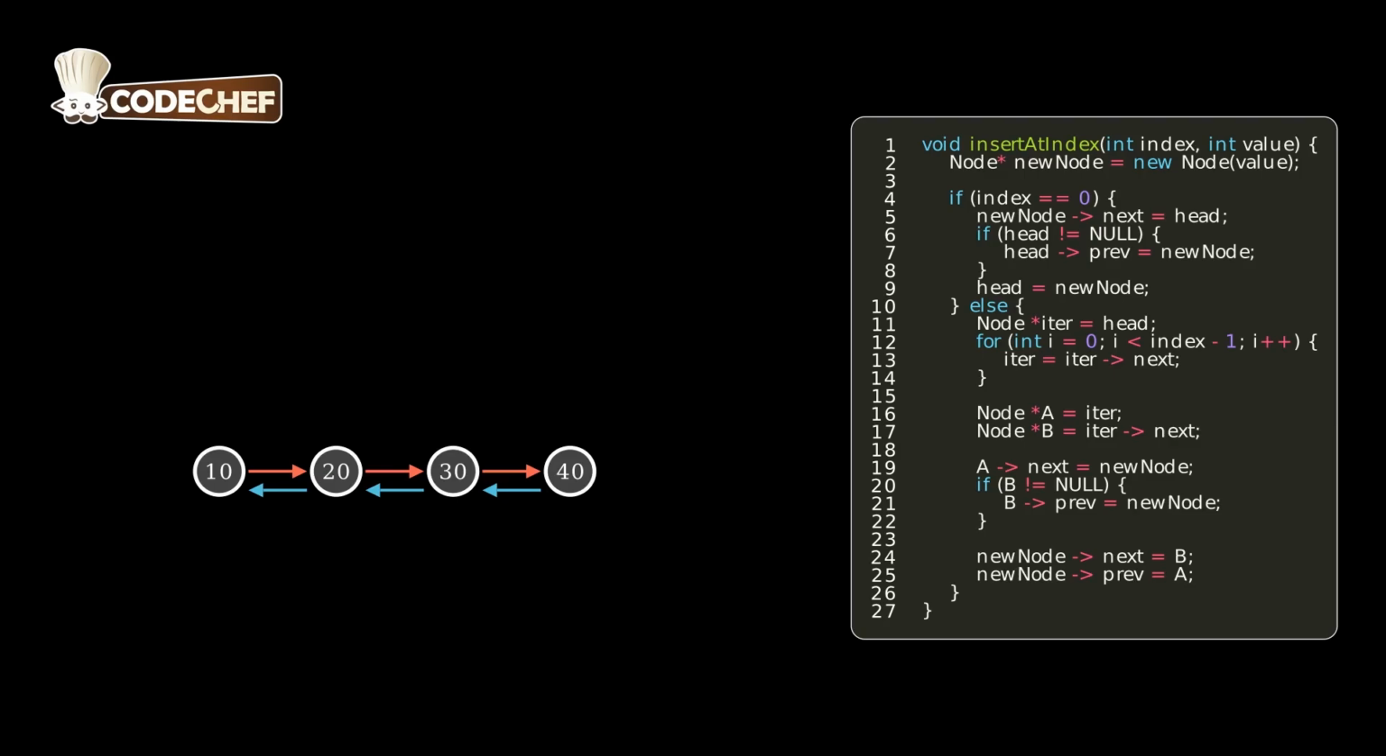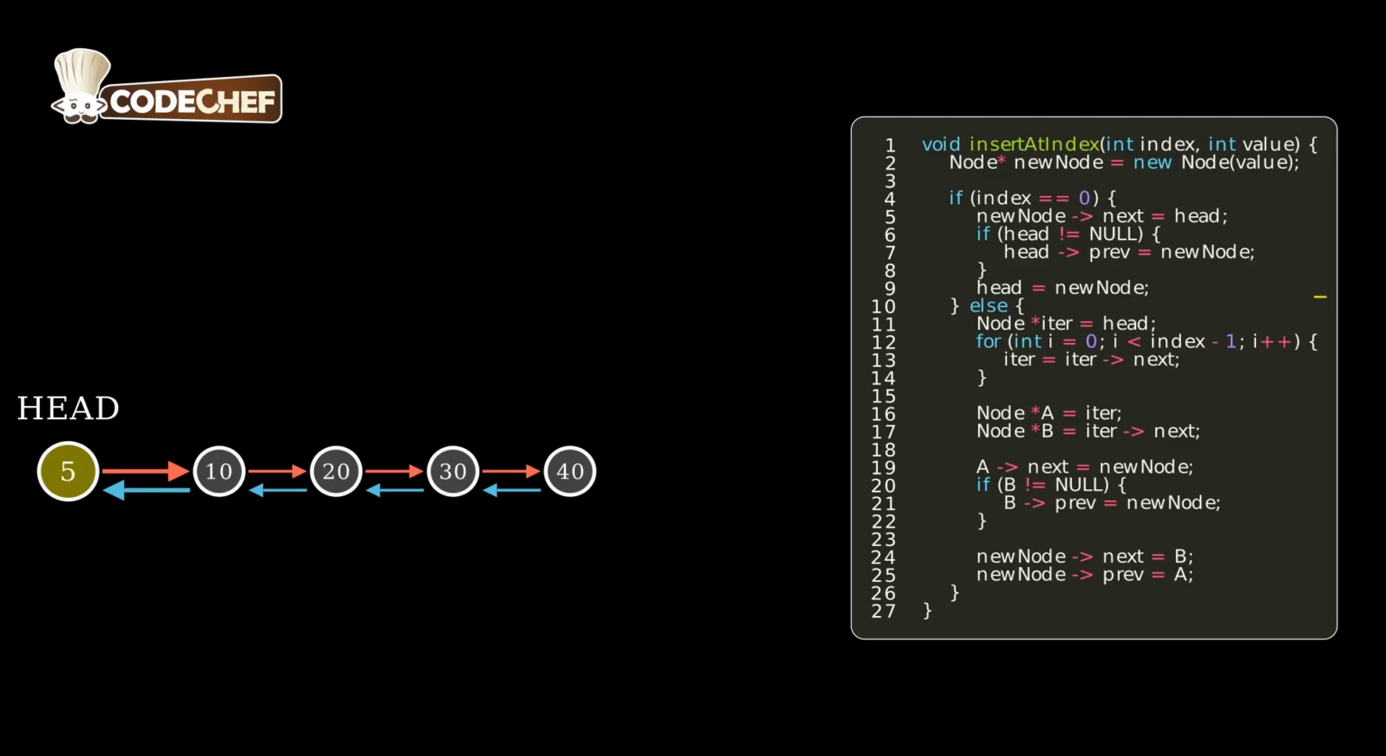Let's go through the code step by step. The first part checks if we are inserting at the beginning of the list. If index is 0, the new node's next pointer is set to the head, and if the head exists, its previous pointer is updated. Finally, the new node becomes the new head.